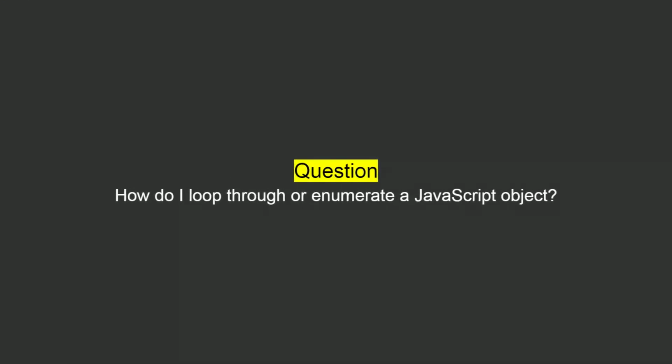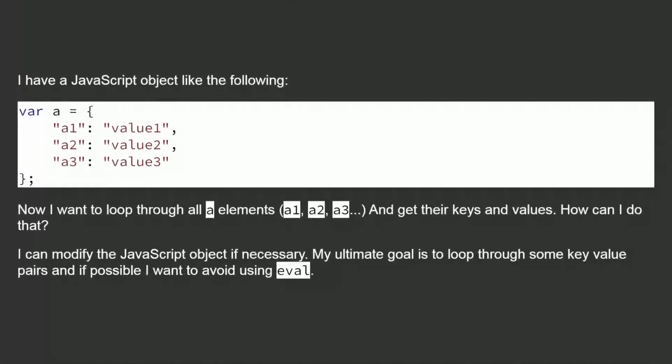How do I loop through or enumerate a JavaScript object? I have a JavaScript object like the following. var a = { a1: value 1, a2: value 2, a3: value 3 }.